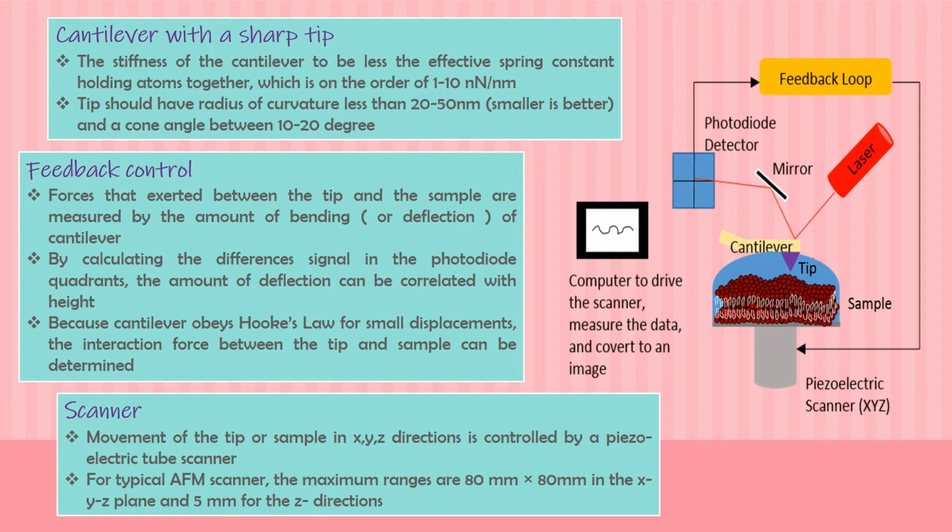Second, feedback control. Force that is exerted between the tip and the sample is measured by the amount of bending or deflection of the cantilever. By calculating the difference signal in the photodiode quadrants, the amount of deflection can be correlated with height. Because the cantilever obeys Hooke's law for small displacement, the interaction force between the tip and sample can be determined. Lastly, the scanner. Movement of the tip or sample in XYZ directions is controlled by a piezoelectric tube scanner. For a typical AFM scanner, the maximum range is 80 mm times 80 mm in the XY plane and 5 mm for the Z direction.